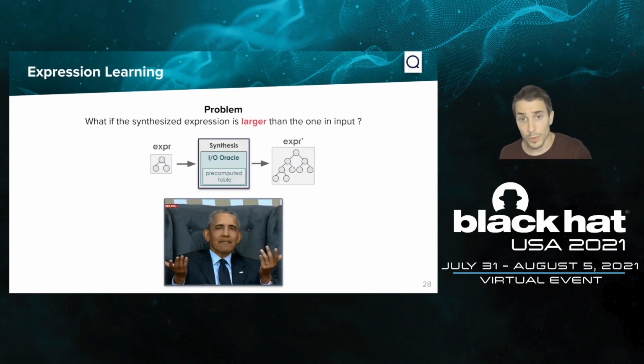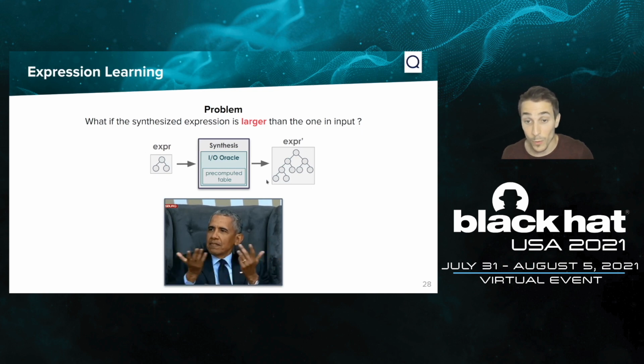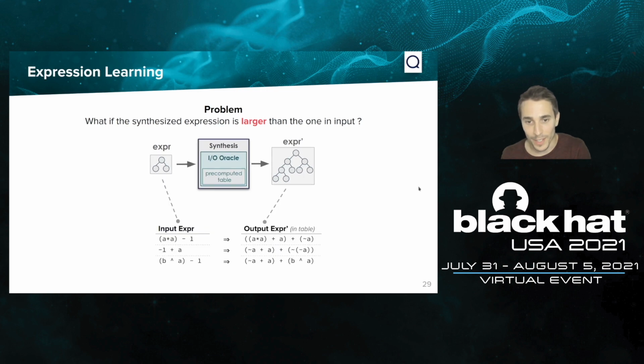The second thing that we do is expression learning. And that was based on some weird observations that we made during our experiments. Sometimes we were giving the synthesizer an expression, and what was coming out was an expression which was bigger than the input one. So we were like, what is going on? When we looked at these expressions, they were actually expressions involving things that were not in our tables, mostly constants. So this was our input and this was our output.